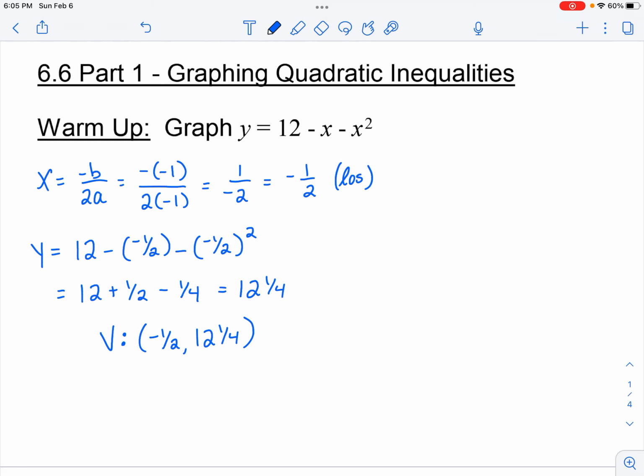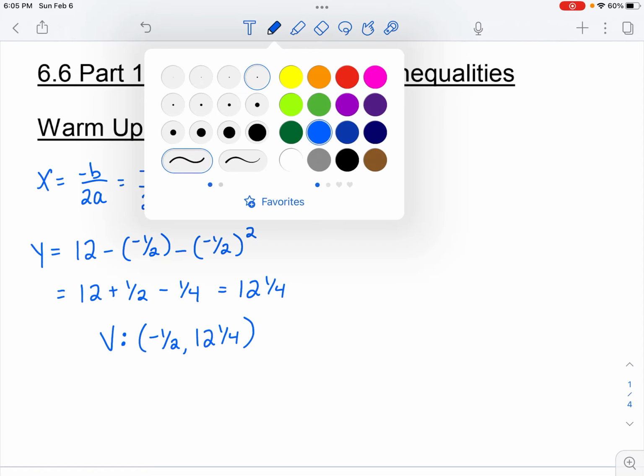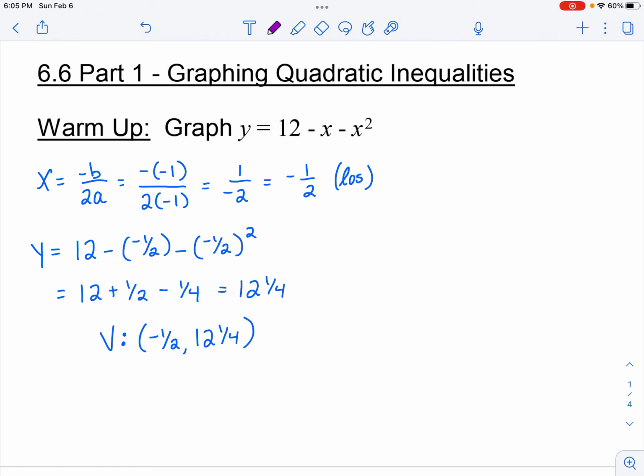Now, normally we would make a full table of values, but one thing we're going to do to shorten this process up a little bit is instead of using 5 points, we're going to shorten this down to using the vertex and one other pair of points. And what we're going to focus on is x-intercepts. You'll find out more why later. So let's go ahead and find the x-intercepts of this function.